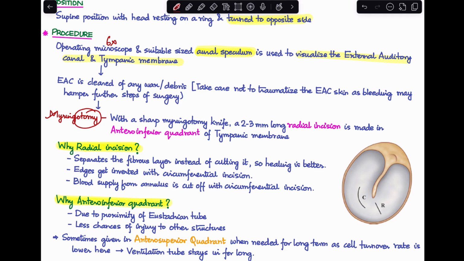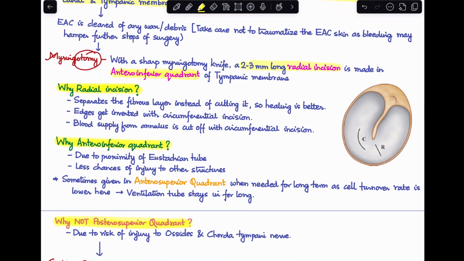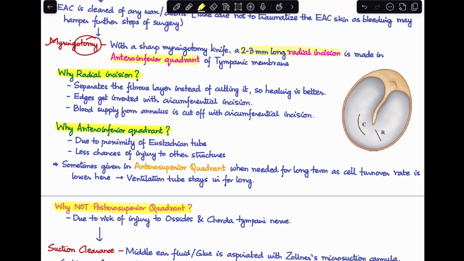So we'll take a sharp myringotomy knife. The incision that we give over here is a 2 to 3 millimeter long radial incision, and the site of the incision over here is the antero-inferior quadrant of the tympanic membrane. Now, a certain question that we need to understand is, if you have studied acute otitis media, which I have a video for, you can see over there that in acute otitis media, the incision that is given is a circumferential incision.